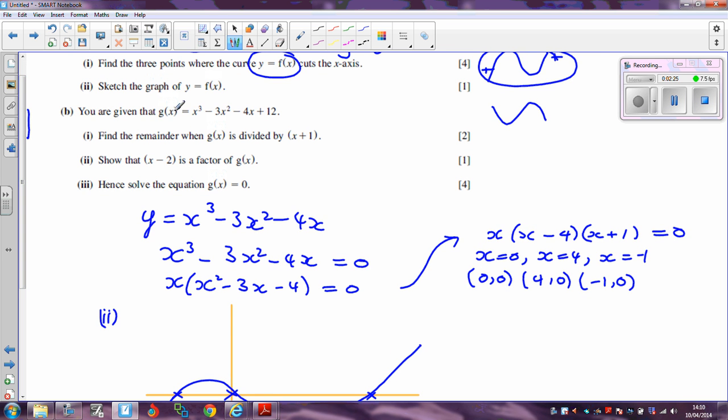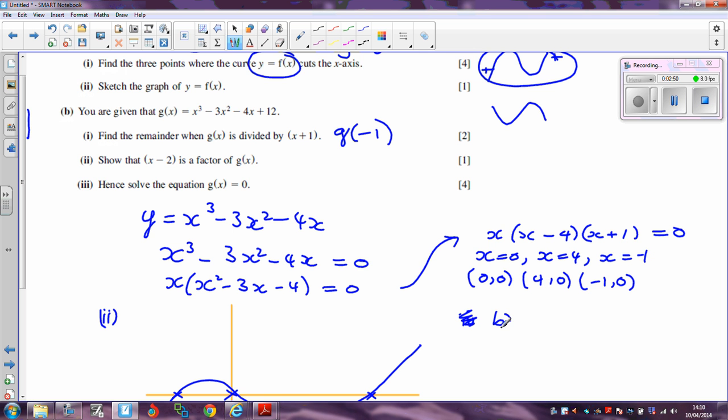Okay, it now says you're given that g of x, so this is a different function, g of x is this lot here, and it says find the remainder when g of x is divided by x plus 1. Now the remainder theorem says that if we find g of minus 1, then, so this is x plus 1, so we choose the reverse sign here, so we should be able to find the remainder by finding g of minus 1.